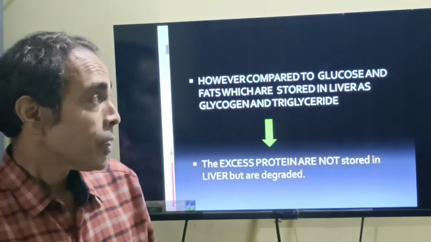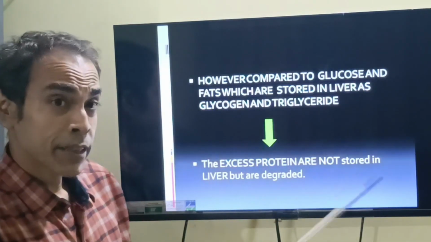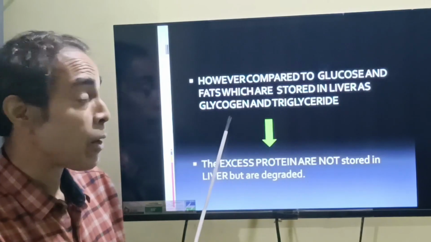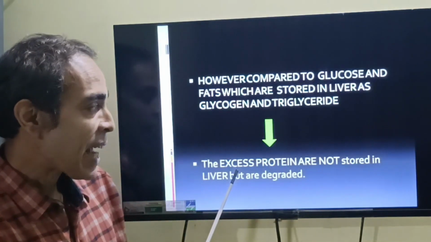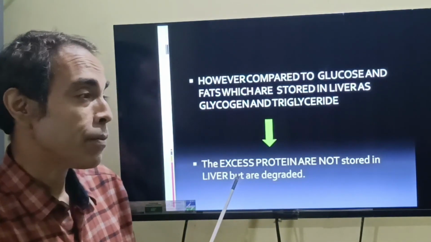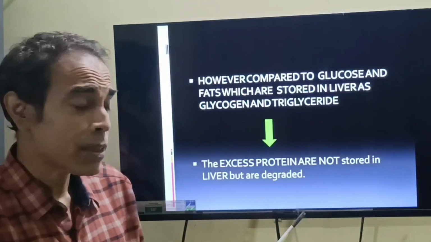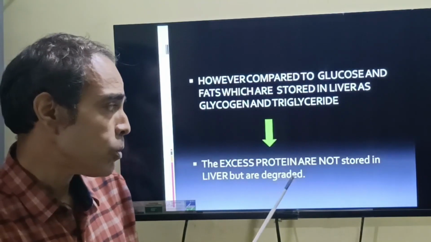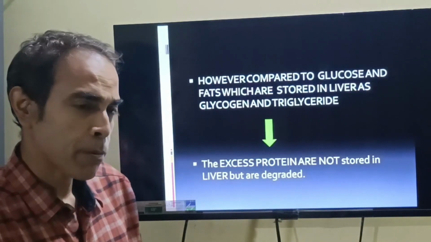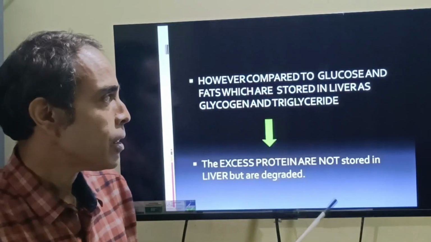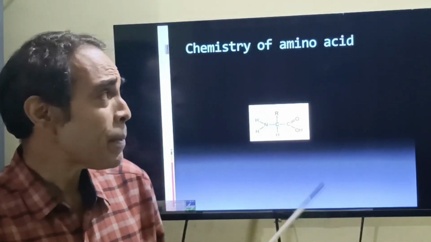Now here is the catch. Compared to glucose and fats, which we'll discuss later, which are stored in the liver as glycogen and triglycerides, the excess proteins are not stored in the liver. That's the most important point, they have to be degraded. Once the liver uses the protein to manufacture plasma proteins, they are not stored. So for this we will look at the chemistry of the amino acid.